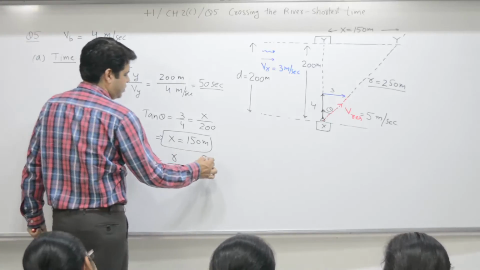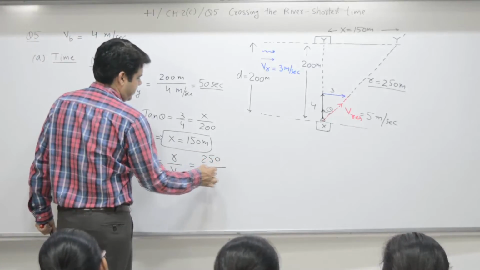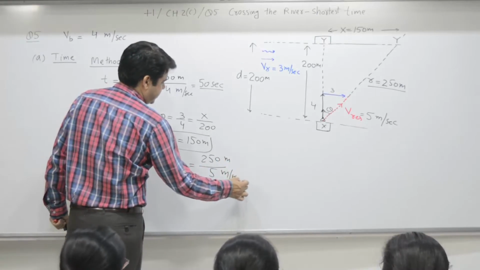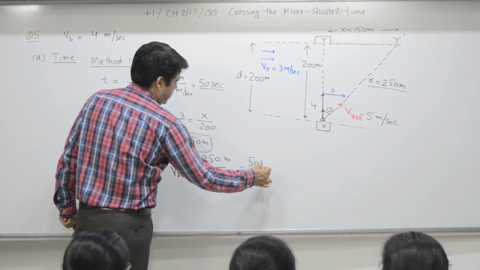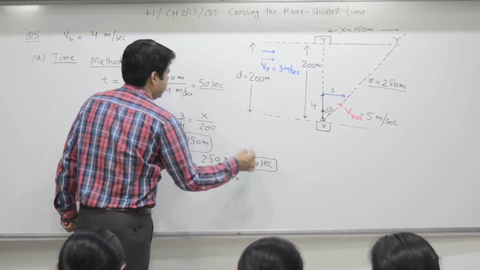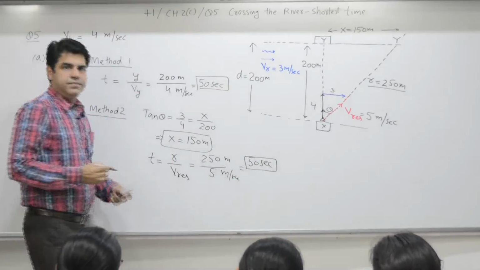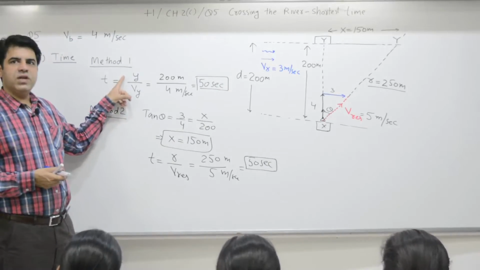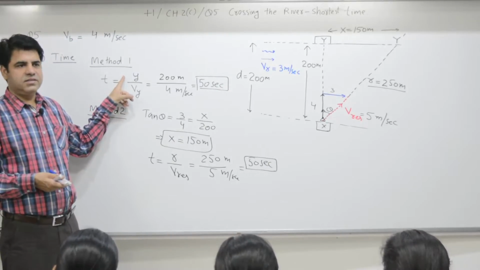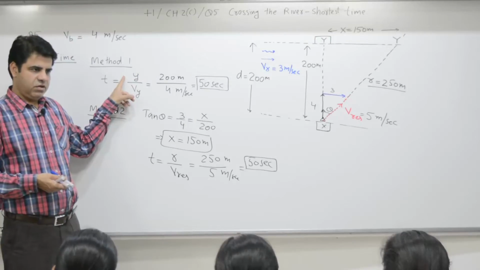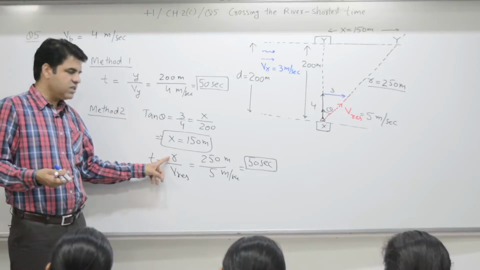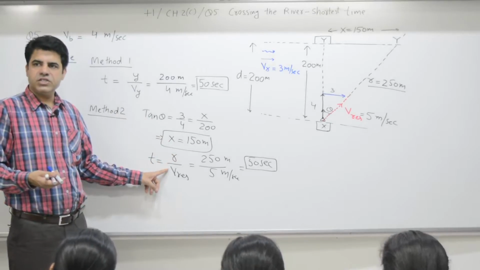Distance is equal to what? 250. What speed? 5 meter per second. So how much time? 50 seconds. So this one, single liner: displacement along y divided by velocity along y. This is the total distance covered divided by velocity along that direction.